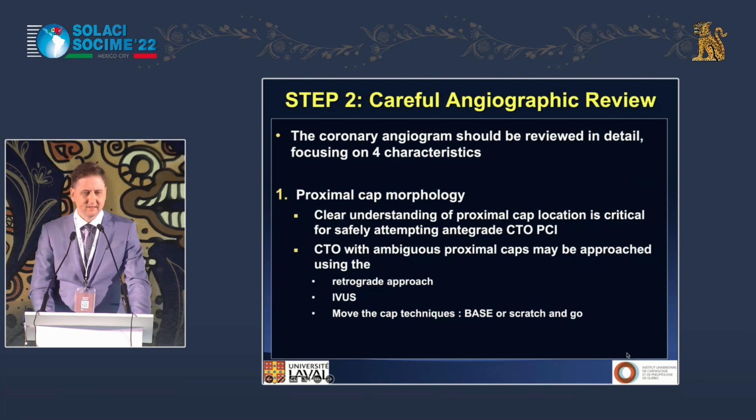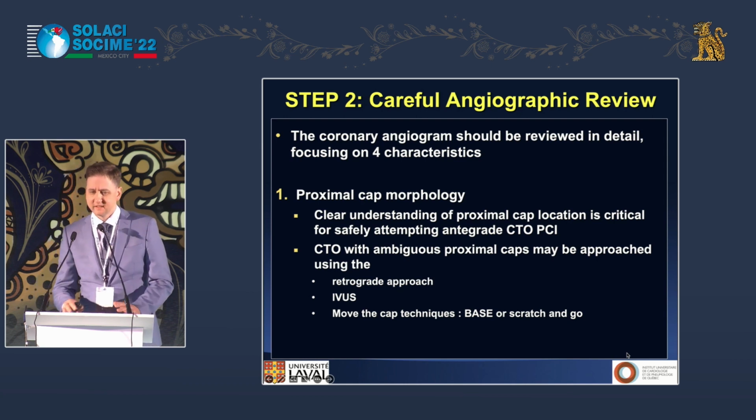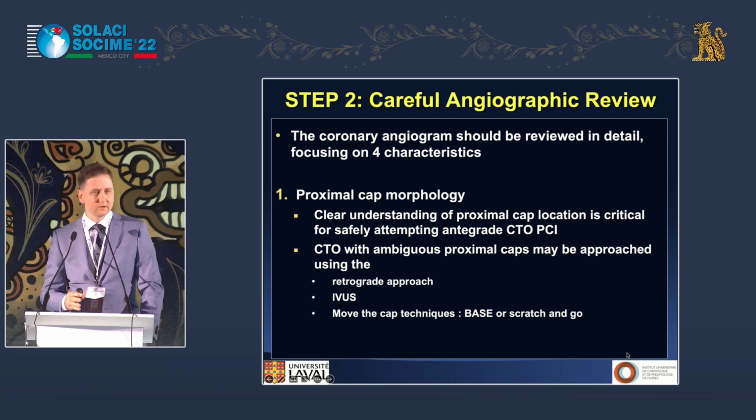The second step is careful angiographic review. In fact, the coronary angiogram should be reviewed in detail, focusing on 4 parameters. The first one is proximal cap morphology. Clear understanding of the proximal cap location is critical for safely attempting antegrade CTO PCI, and CTO with ambiguous proximal caps may be approached using different techniques like the retrograde approach, IVUS, or move the cap techniques like the BASE technique or a scratch and go technique.